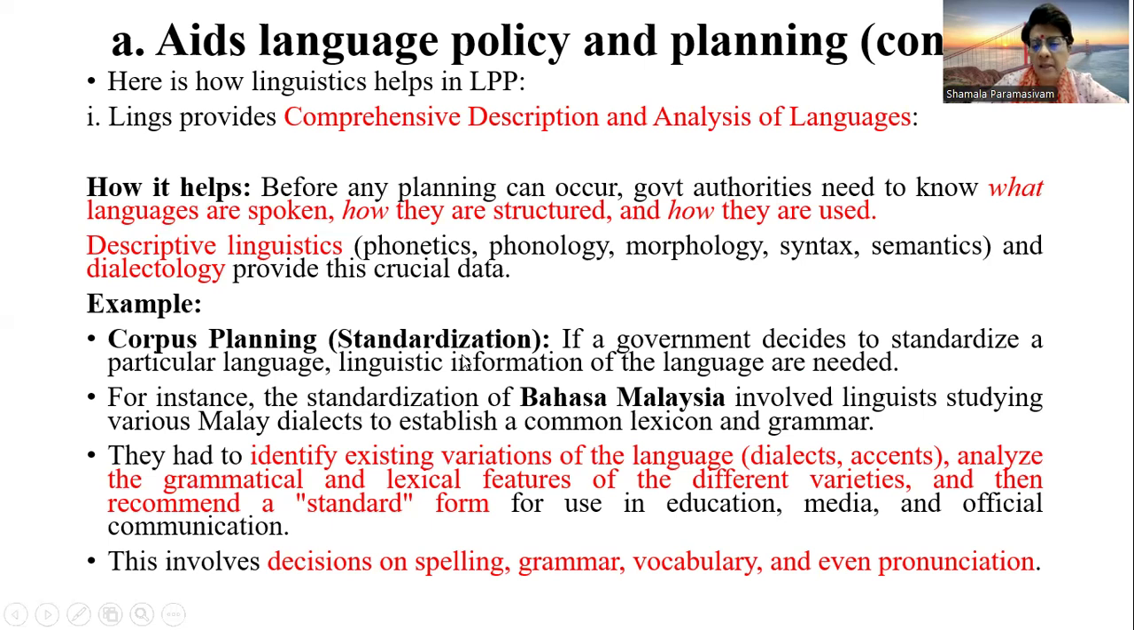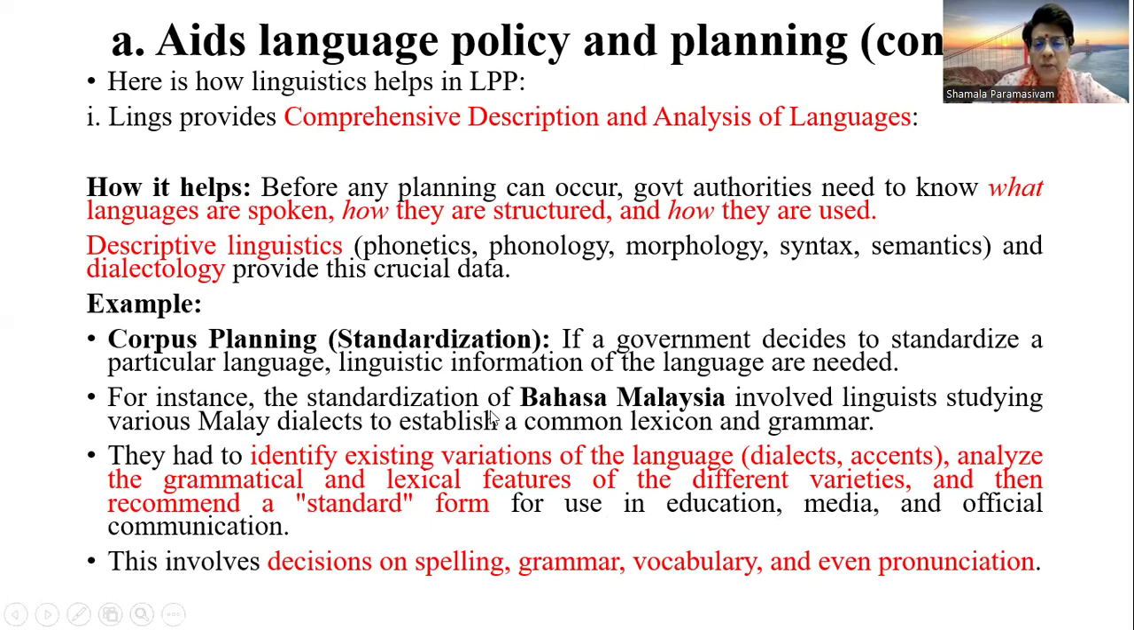Corpus planning is needed in standardization. When you decide on the standard language, you need to establish a corpus. If a government decides to standardize a particular language, linguistic information of the language is needed. For instance, in the context of Malaysia, the standardization of Bahasa Malaysia, or the Malay language, involved linguists studying the various Malay dialects to establish a common lexicon and grammar. They had to identify existing variations of the language, the various dialects and the accents involved, analyze the grammatical and lexical features of the different varieties, and then recommend a standard form for use in education, media, and official communication. So with regard to the standard form, decisions had to be made about spelling, grammar, vocabulary, and even pronunciation.